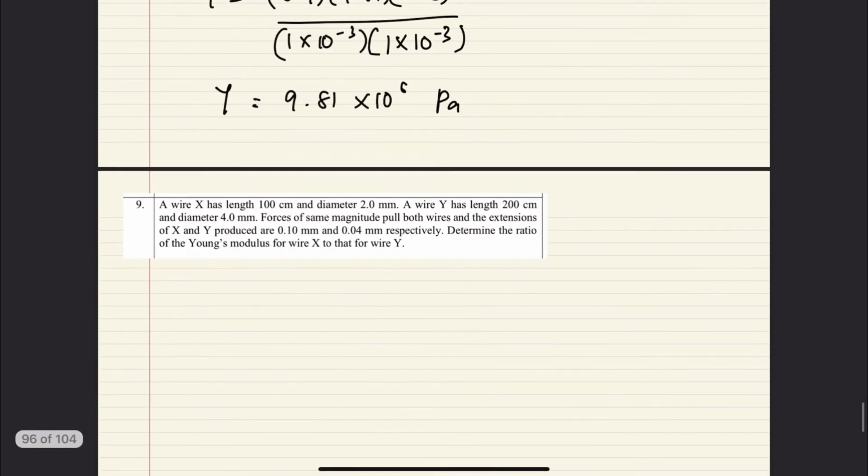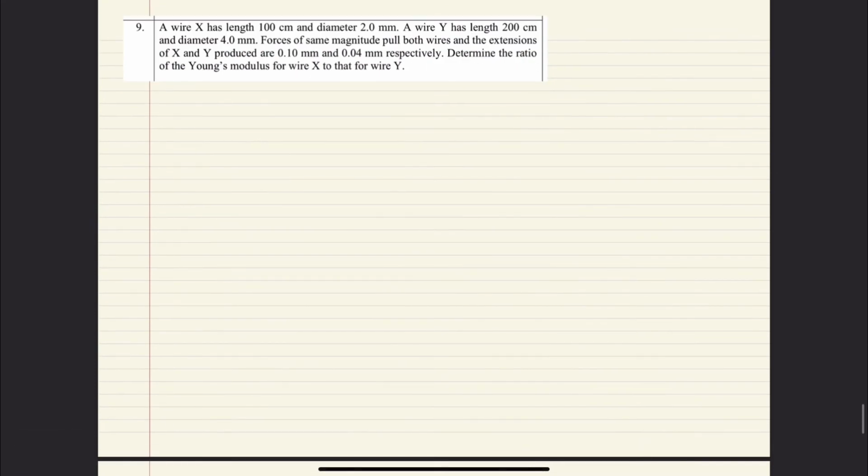Okay, next question, question number 9. Wire has a length of 100 cm, diameter 2 mm, wire X and wire Y. So basically, I want to draw it out like this. That one, let's say, is wire X and this is wire Y. Has a length of 100 cm, 1 meter, diameter I change to R so that it's easier for me to calculate the area. So 1 times 10 to the power of negative 3.